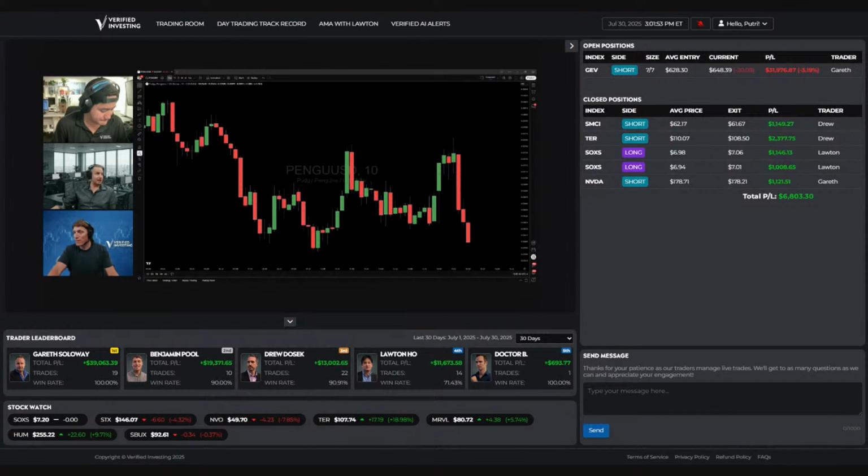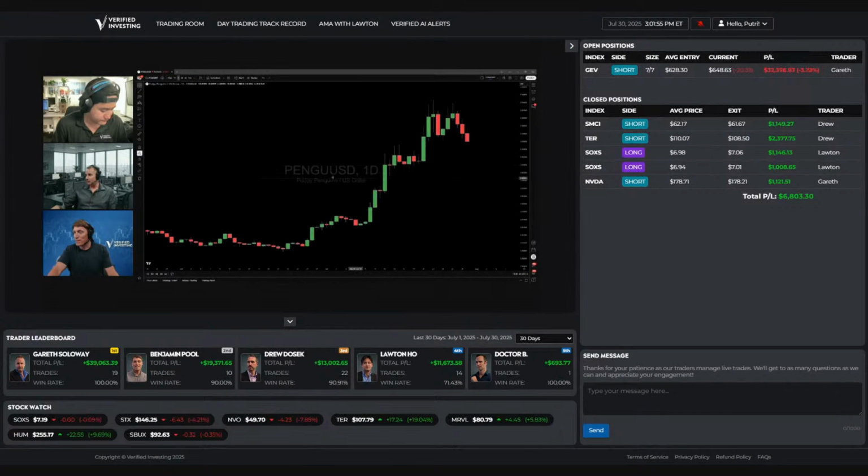I have a short on Pudgy Penguins, and I'm in the money pretty nicely here, but I'm going to hold it for even more. Good old Pudgy Penguins? Yeah, seriously. I only trade the top 50, and it got into the top 50 by market cap. It's ridiculous.